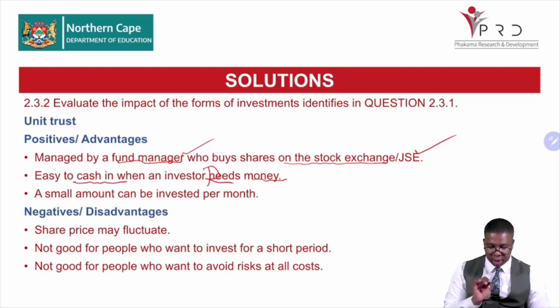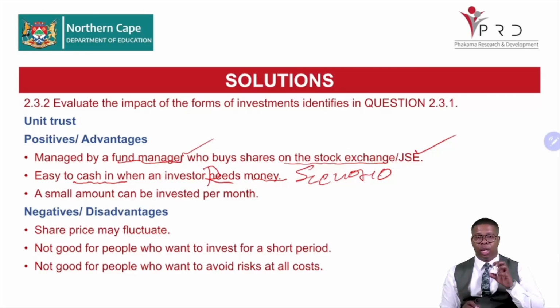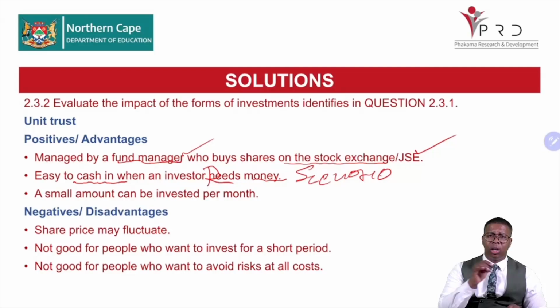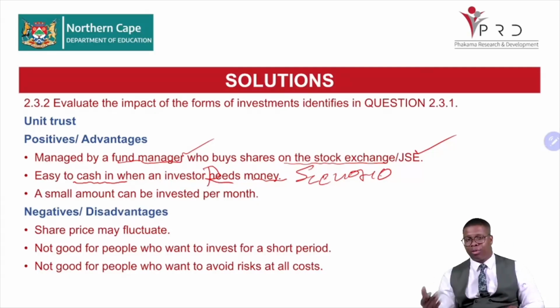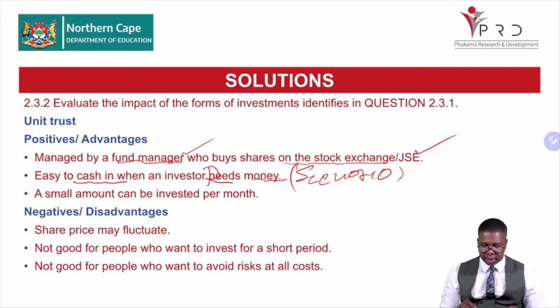So this we consider to be an R, because we saw it from the scenario. So why am I doing this? I'm showing you that if you have quoted something as motivation from the scenario, do not write about it in the question that follows, because already you have obtained marks from the scenario. And then we look into another positive, that a small amount can be invested per month. So that is another advantage.